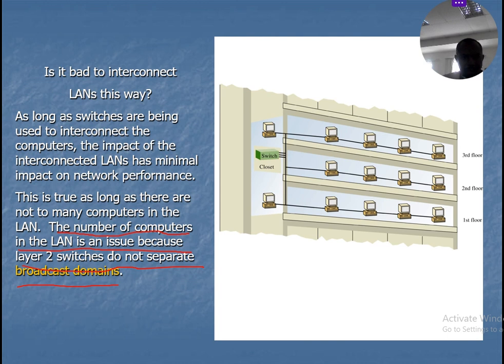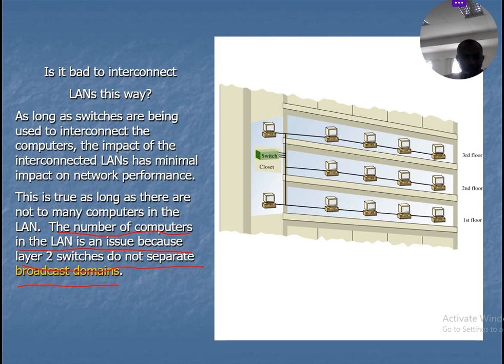Now, it's not bad as long as switches are being used to interconnect the computers, which is when you can maximize or optimize the network. So if you use a switch, then a connection like this is not bad. If you use a hub, then it complicates the problem. But if you use switches to interconnect the computers in this manner, then it's possible. The impact of interconnecting LANs is minimal on network performance if you use switches. So if you use a switch, the negative impact will be smaller than when you're using a hub.